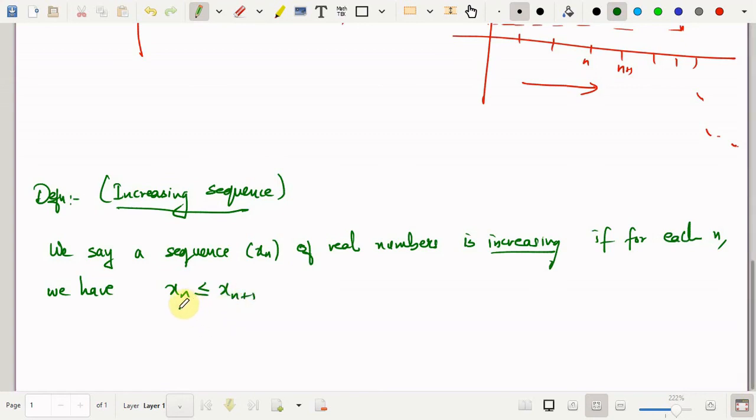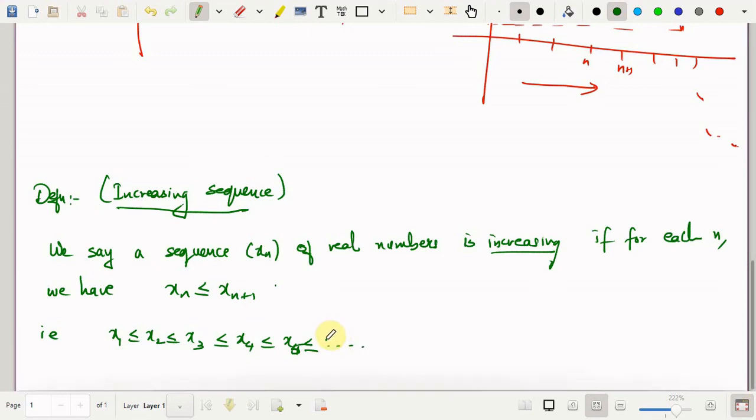So if you put n equal to 1, you will have x1 less than or equal to x2. If you put n equal to 2, you will get x2 less than or equal to x3, and it goes on. So here you will have x1 less than or equal to x2, which will be less than or equal to x3, which will be less than or equal to x4, which will be less than or equal to x5, and this goes on, right?